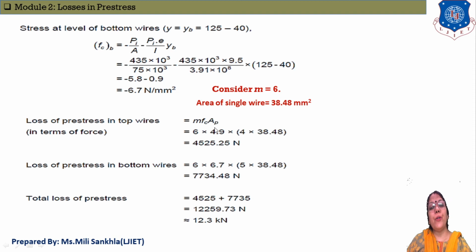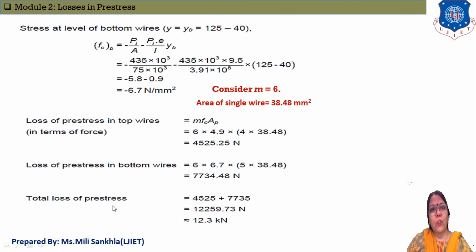AP is equal to, in top portion 4 wires are given, 4 into area of single wire, and answer is equal to 4525.25 Newton. Same way we find out loss of pre-stress in bottom wire: modular ratio 6 into bottom wire stress 6.7, and number of wires is given 5 into 38.48. Here I can't take the negative sign because negative sign already discussed that losses. Okay, so only calculate the term.